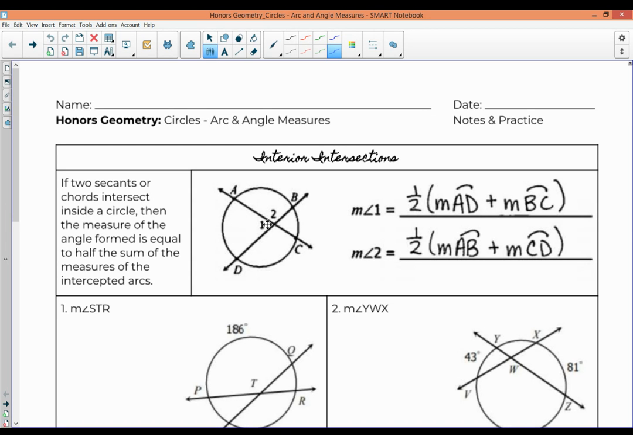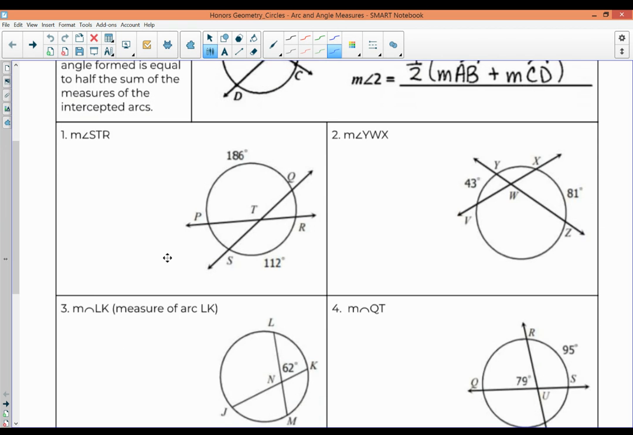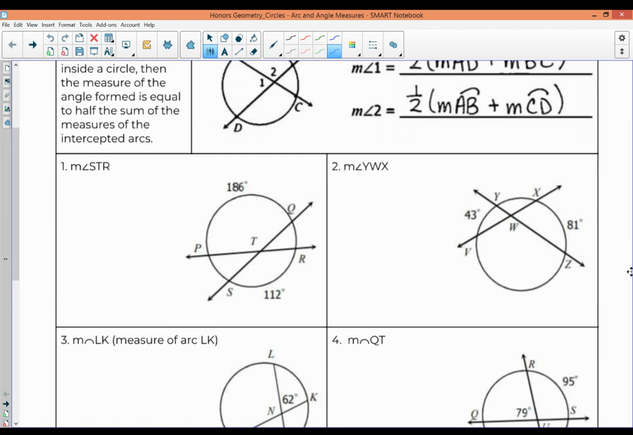So the measure of angle 1 is half the sum of the measure of arc AD plus the measure of arc BC. Whereas the measure of angle 2 is going to be half the sum of the measure of arc AB plus the measure of arc CD. So let's do a few practice problems that apply that property.